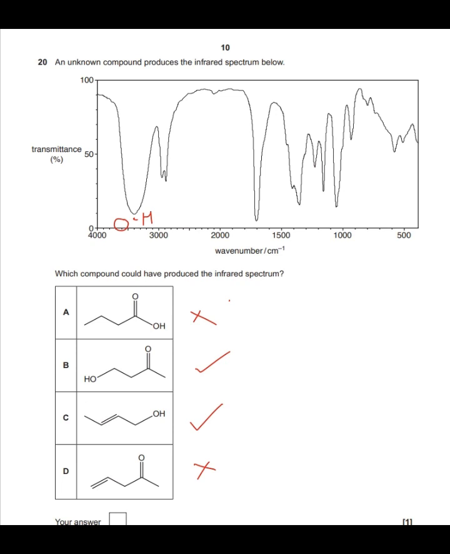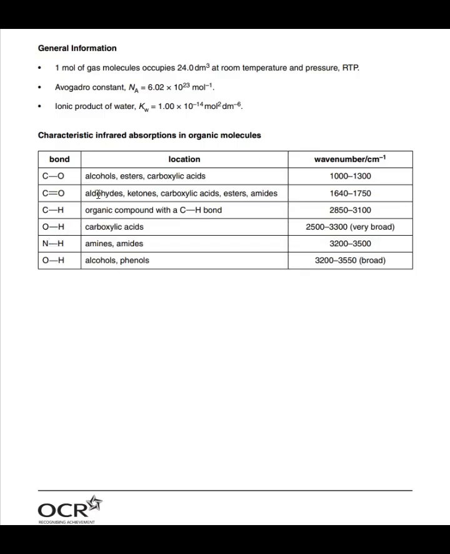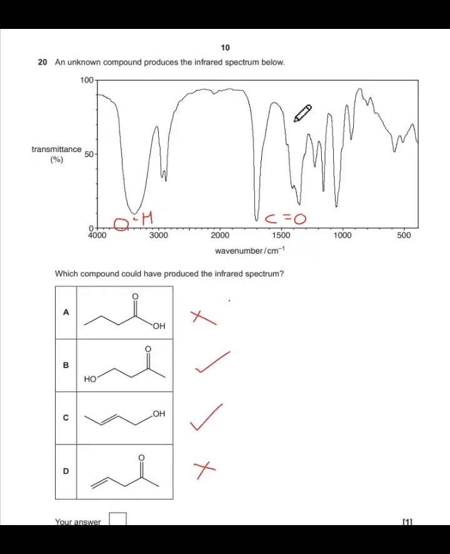And the second key piece of information is this peak here. This tells me we have a double bond to an O, C double bond O. If we quickly look at the data booklet, spin it around, we can see in the region of 1640 to 1750, which is where this is, we have a CO double bond.